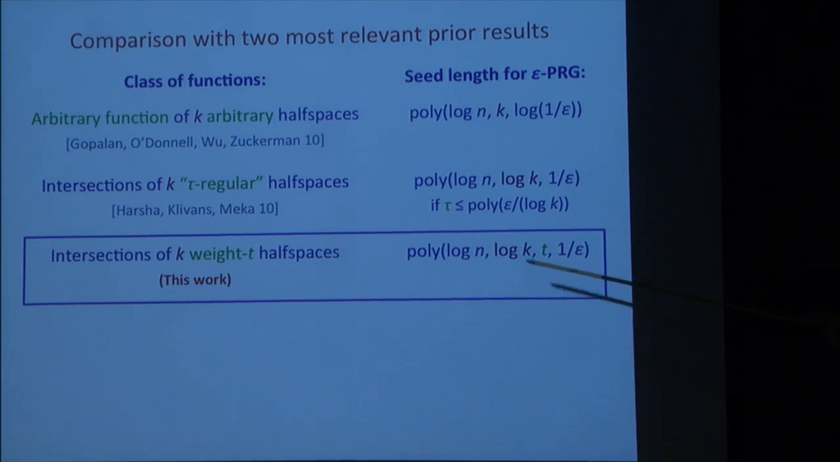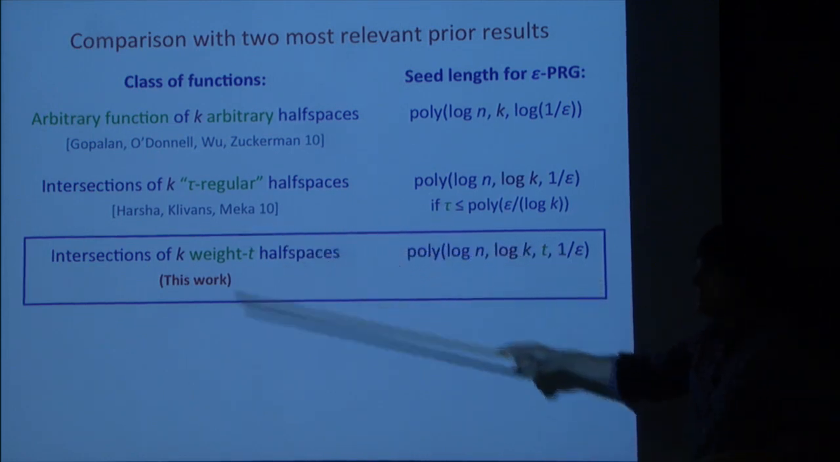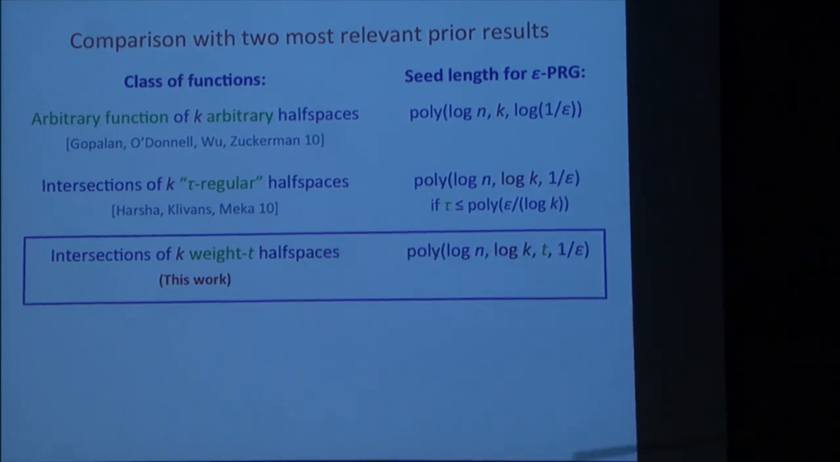So there was earlier work. This is really the most relevant work. We build heavily on this, as I'll explain. This is earlier work on fooling a special class of intersections of half spaces.